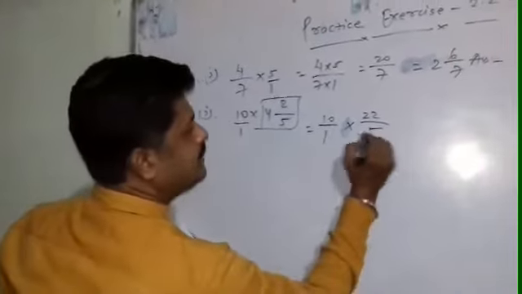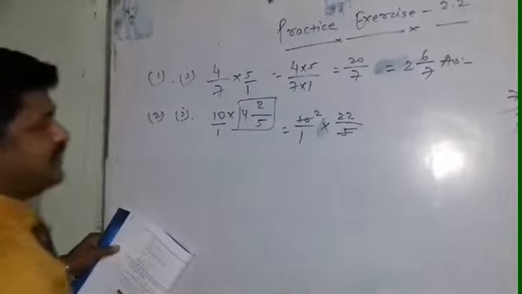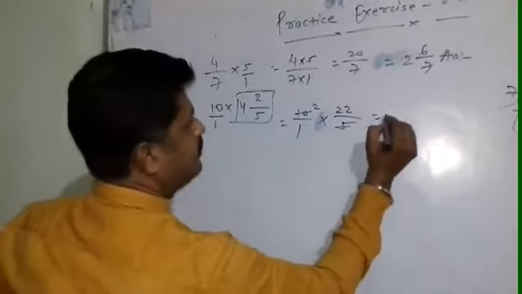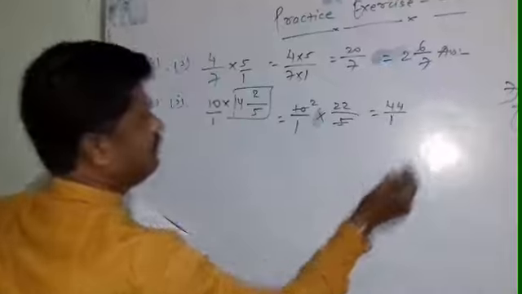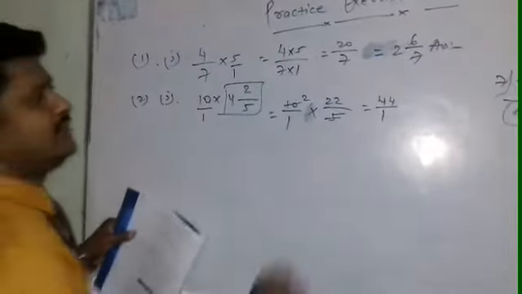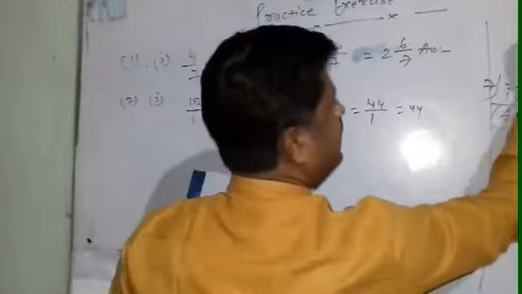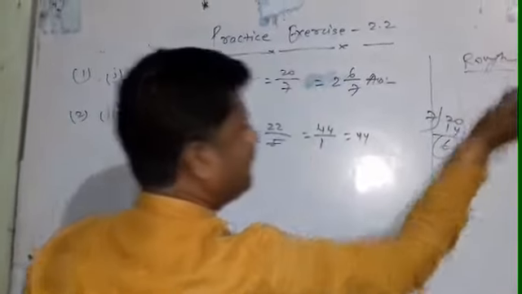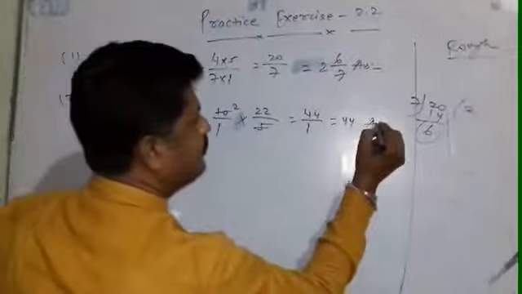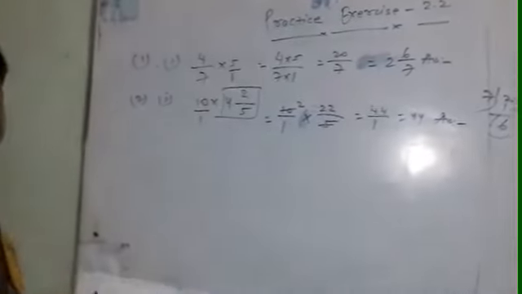Then we get 5 times 2 is 10, and 44 by 1, and this is your answer, 44. This is the rough section. Okay, 44 is your answer.